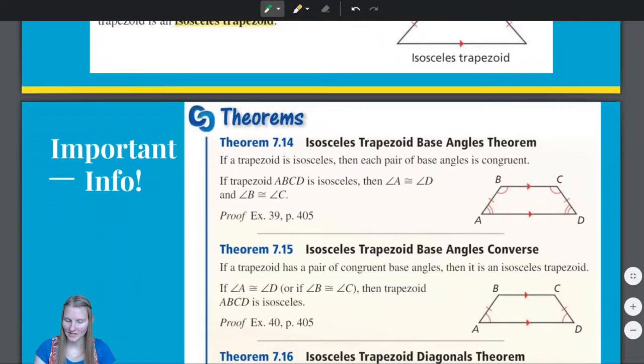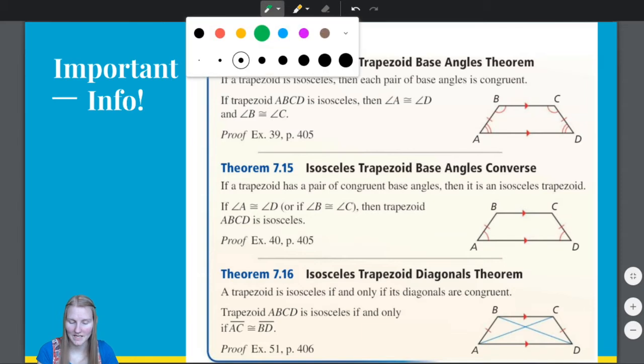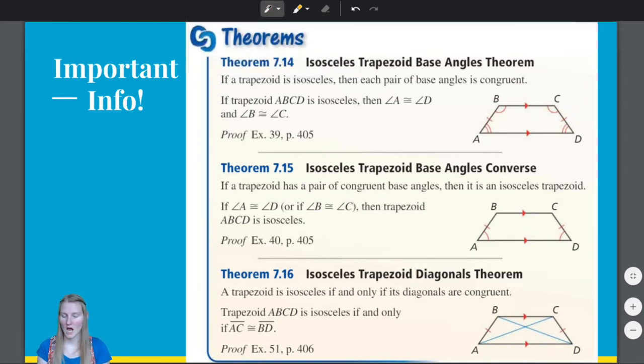So, let's get into some theorems about trapezoids. So, this slide has 3 theorems about trapezoids. And actually, these are about isosceles trapezoids. So, isosceles trapezoid base angles theorem. Hey, we learned about a base angles theorem for triangles in section 5.4, so maybe this is a little bit similar to that. So it is. Spoiler alert, it is. If a trapezoid is isosceles, so if the legs are congruent, then each pair of base angles is congruent.